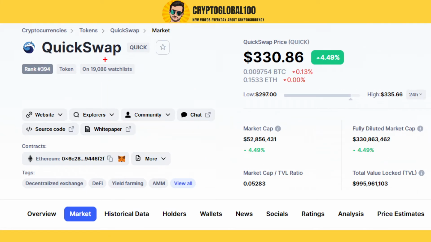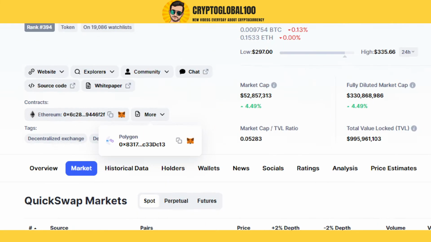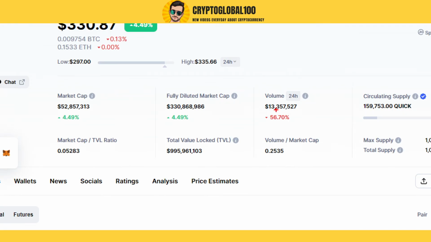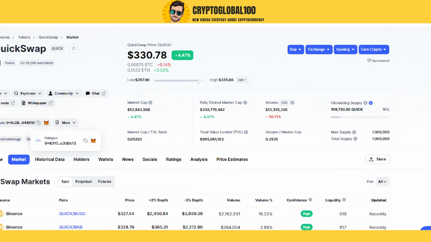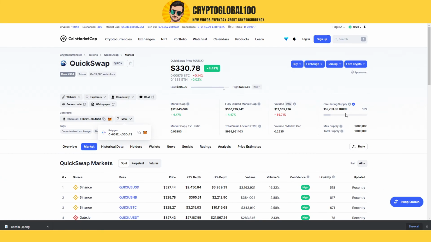You can see here already 19,000 people with a 394 ranking, and it is on the Ethereum blockchain and the Polygon blockchain. And the volume has decreased. I think many people would have sold, because on the day of listing this usually happens, and this happened on Binance. Although the volume is low, I think it's going to move up in the future.